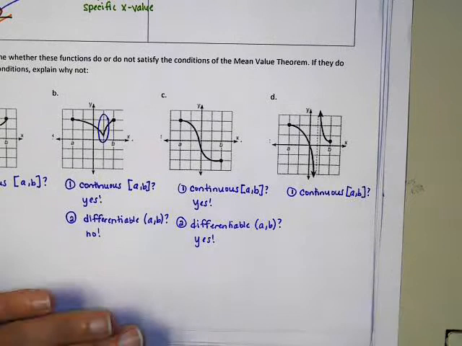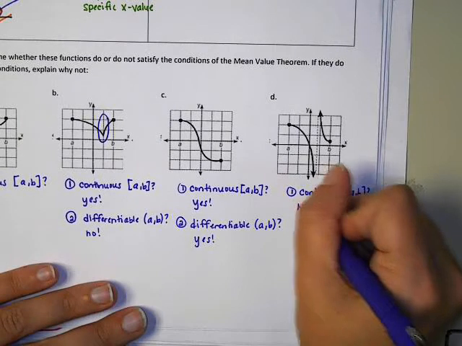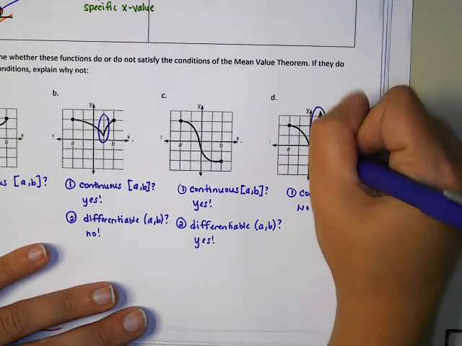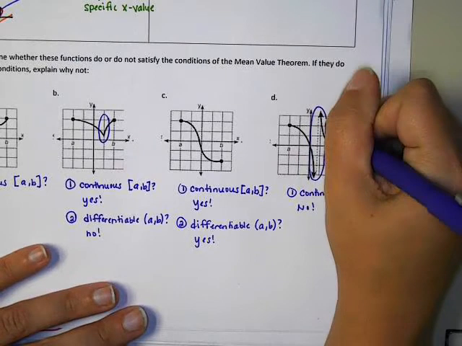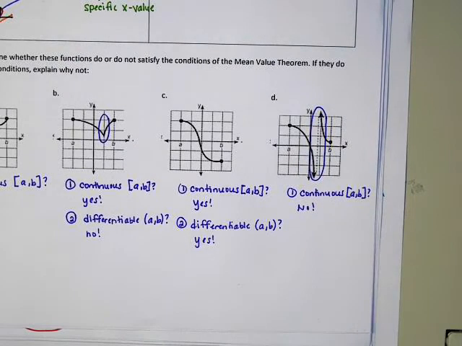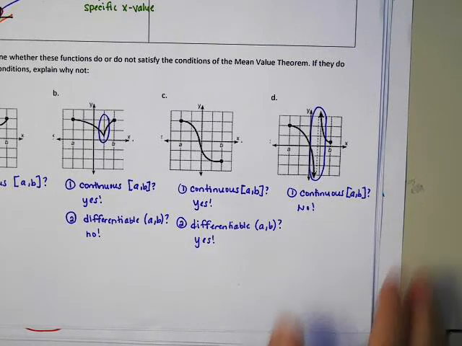In this problem, I would say no, because there's a vertical asymptote, which means I'm disconnected. There's an infinite discontinuity within this interval. Because I'm not continuous, I'm not even going to worry about whether I'm differentiable or not.